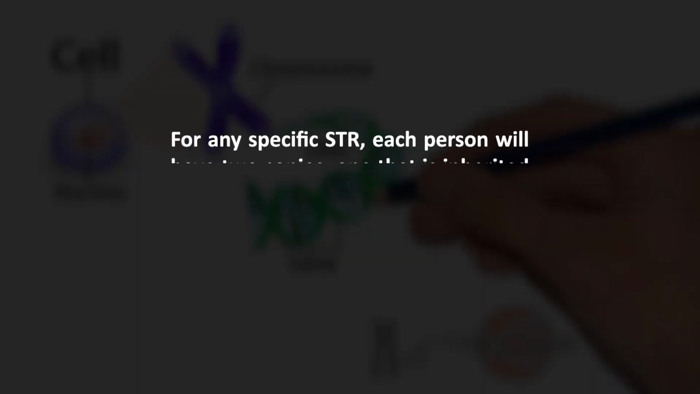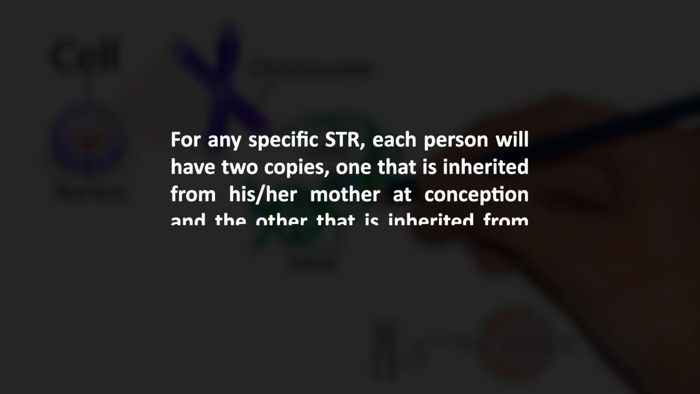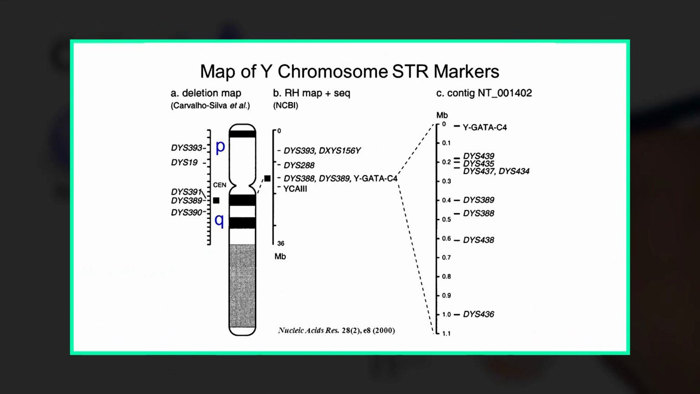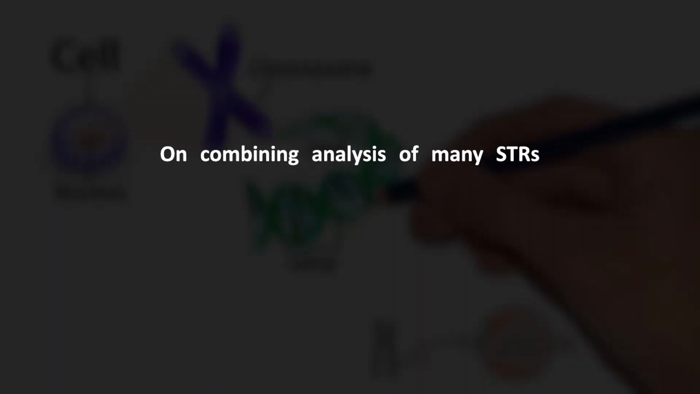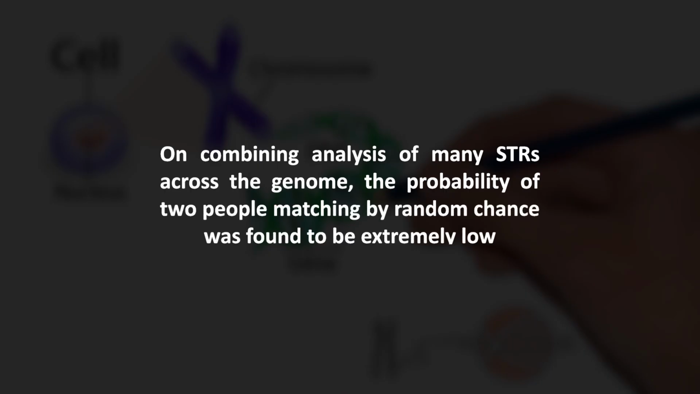For any specific STR, each person will have 2 copies, one that is inherited from his or her mother at conception and the other that is inherited from his or her father. STRs are helpful in forensics and paternity testing because there are a lot of natural variations in short tandem repeats. The chance of two people matching for the exact number of repeats on both inherited copies of the STR is fairly small. On combining analysis of many STRs across the genome, the probability of two people matching by random chance was found to be extremely low.